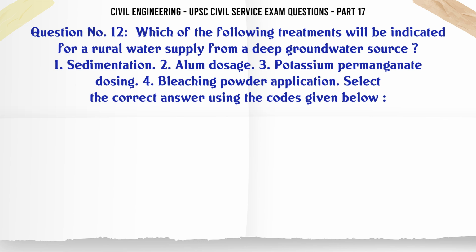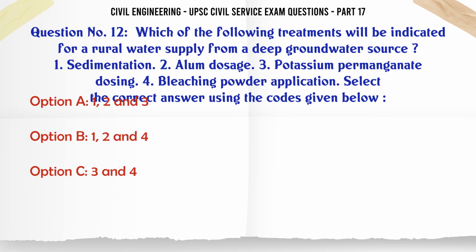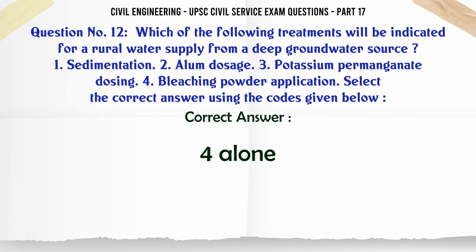Which of the following treatments will be indicated for a rural water supply from a deep groundwater source? 1. Sedimentation. 2. Alum dosage. 3. Potassium permanganate dosing. 4. Bleaching powder application. Select the correct answer using the codes given below. A. 1, 2 and 3. B. 1, 2 and 4. C. 3 and 4. D. 4 alone. The correct answer is 4 alone.